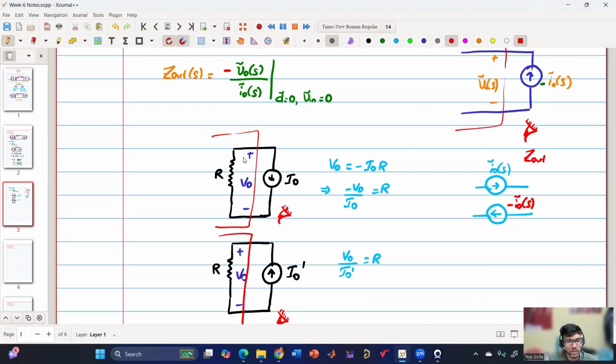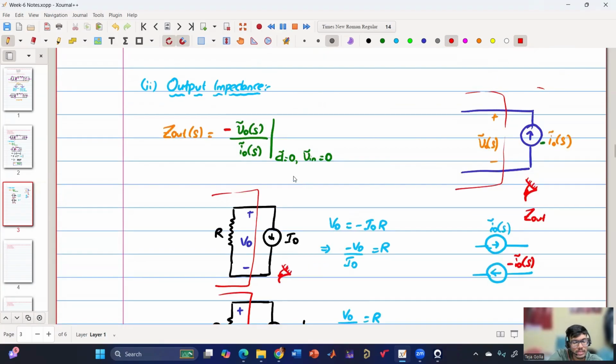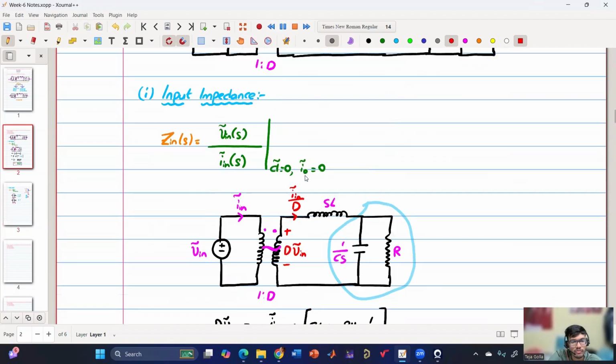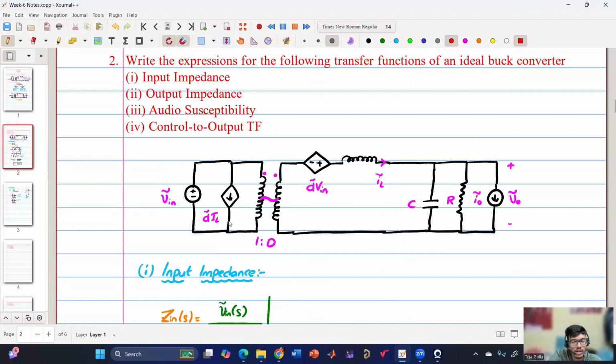Yes, sir. So now basically D tilde is 0, V in tilde is also 0. So if D tilde is 0 and V in tilde is 0, what will happen? Which terms will become 0?